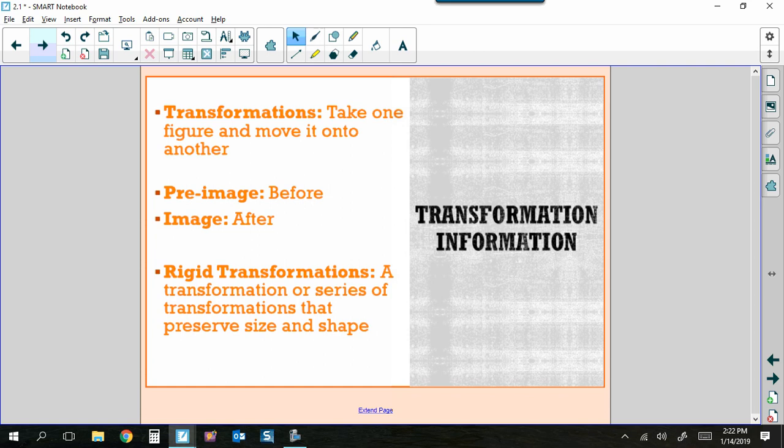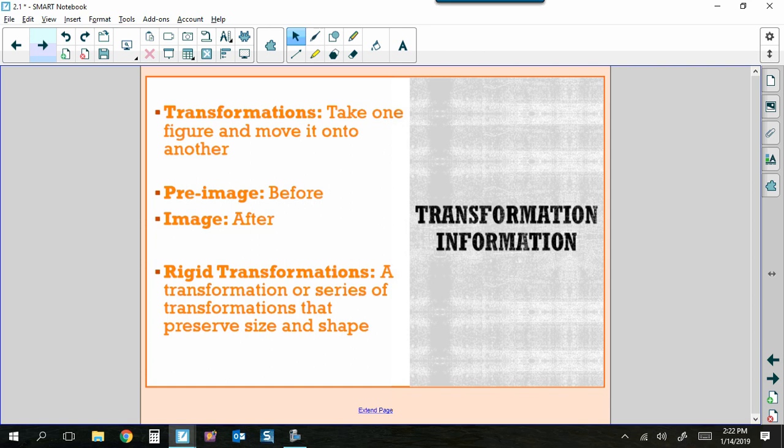The pre-image is going to be the before image. It's what you start with. So sometimes you'll just get one shape from us and we'll say, okay, move it onto, or make the new one. So the shape you're moving is the pre-image. The image that it moves to, or the after image, is just called the image.